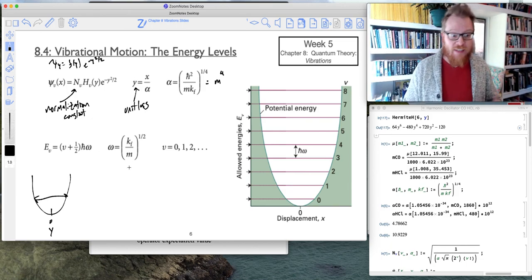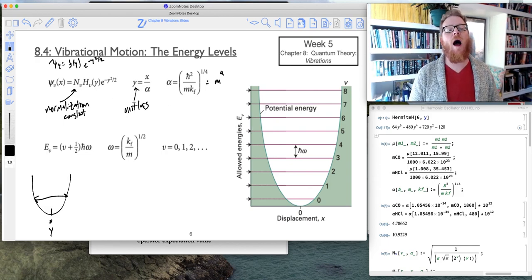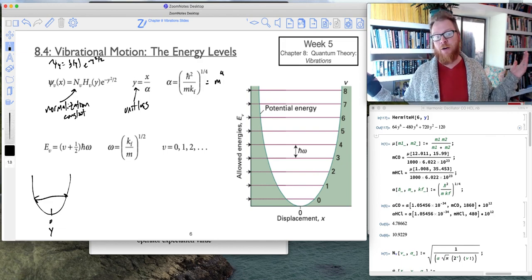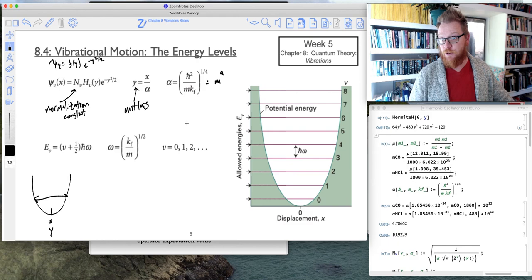However, if we wanted to do this in proper units, then any place we see a y, we replace it with x divided by alpha. Then we will actually be calculating the wave function in actual units of displacement, in terms of meters, if we used all of our standard notation.